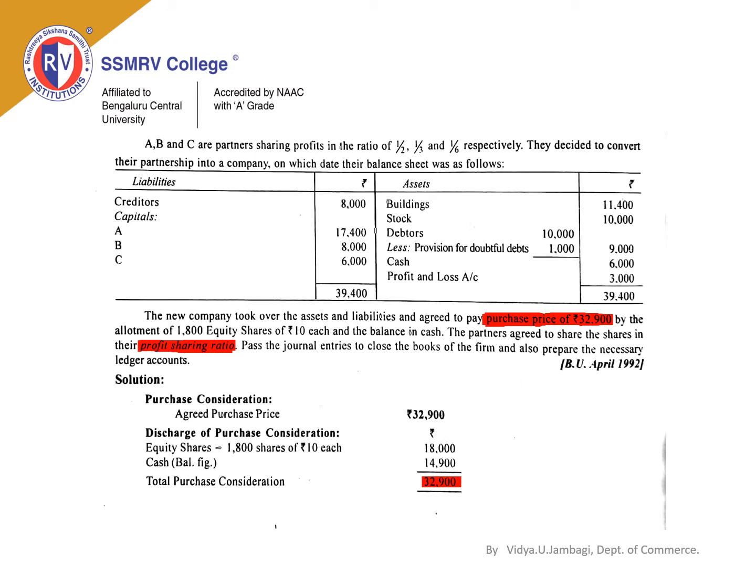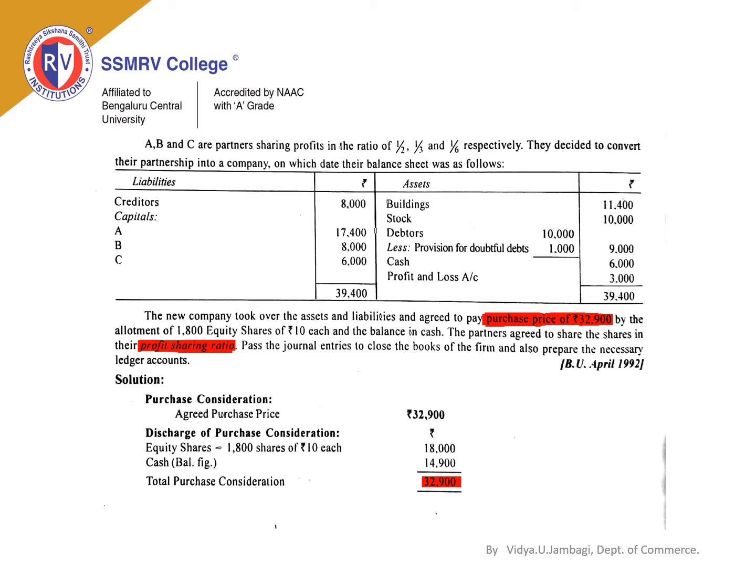Let us read out the given problem. A, B and C are partners sharing profits in the ratio of 1 by 2, 1 by 3 and 1 by 6 respectively. They decide to convert their partnership into a company, on which date their balance sheet was as follows. Balance sheet is given to us. On the liability side, we have creditors and capitals of the partners. On the asset side, we have buildings, stock, debtors. We also have provision for doubtful debts, cash, and profit and loss account.